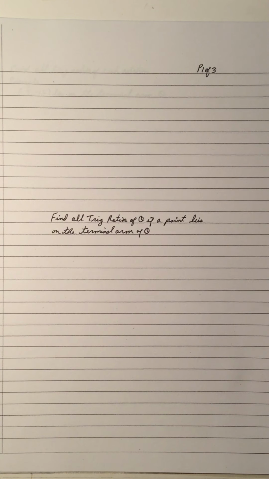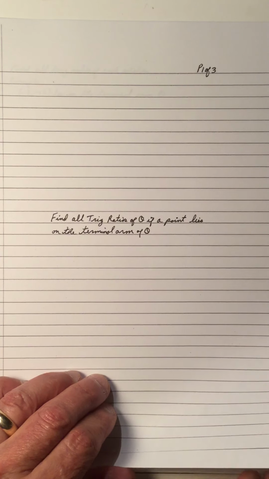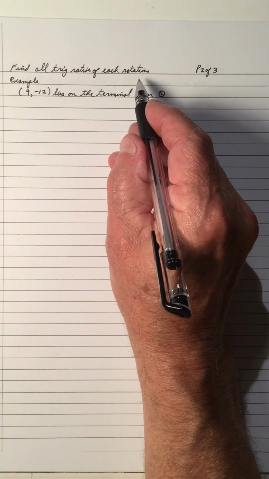Hi, welcome to my video on find all trig ratios of theta. If a point lies on the terminal arm of theta, and again theta is an angle of rotation, find all trig ratios of each rotation.